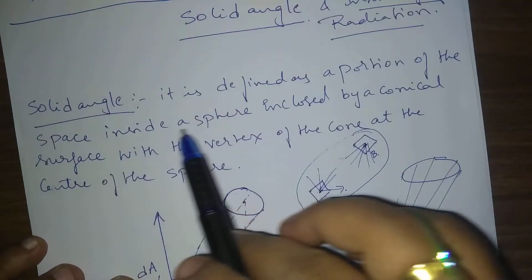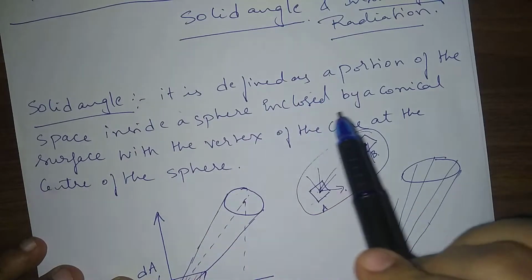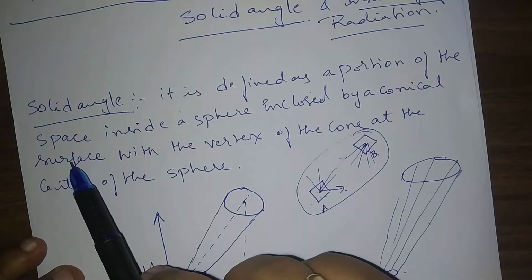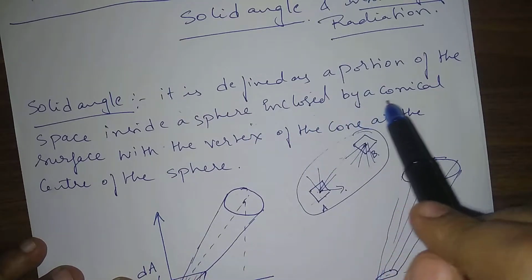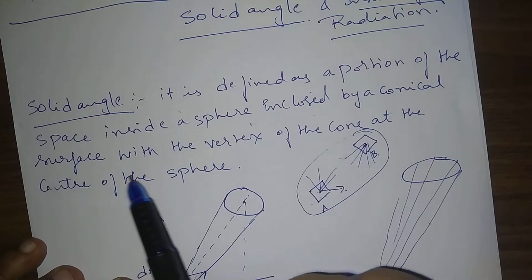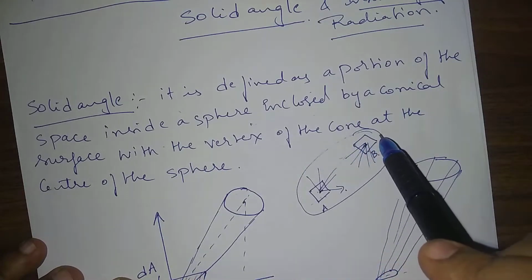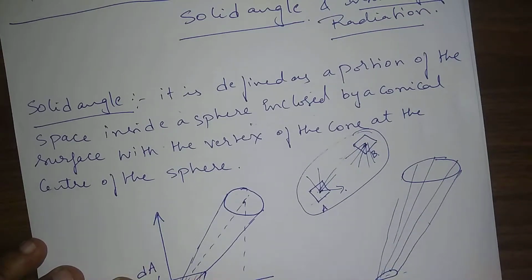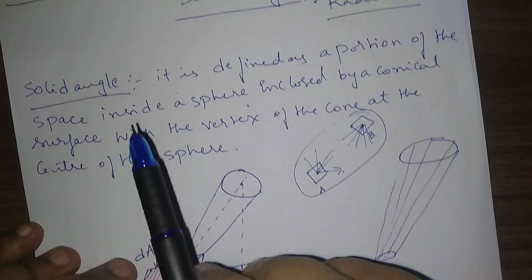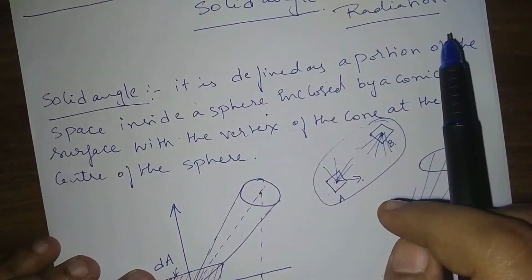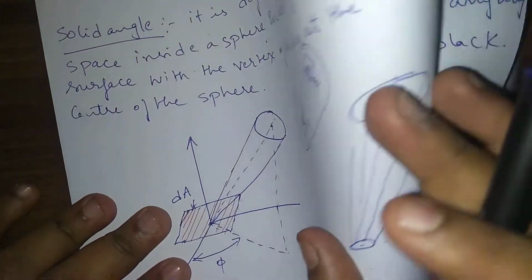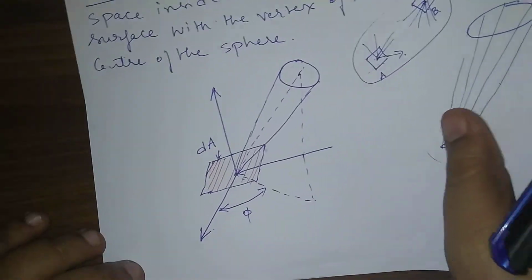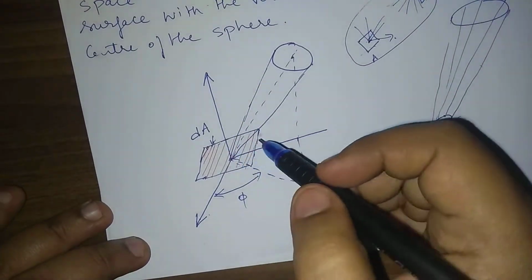What is solid angle? It is defined as a portion of the space inside a sphere enclosed by a conical surface with the vertex of the cone at the center of the sphere. So how do we understand this? Is it just a statement? No, it is not just a statement. There is a lot of meaning in it. It's not a two-dimensional angle, it's a three-dimensional angle actually. You should try to understand.